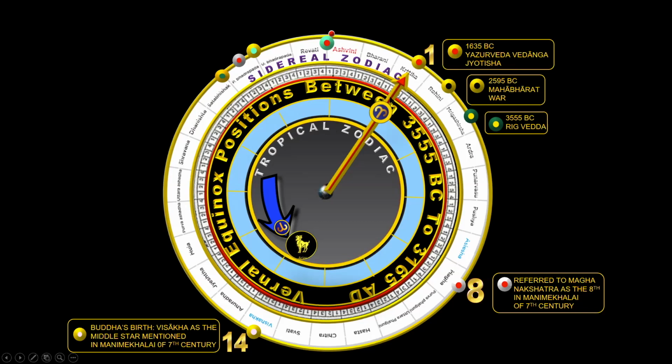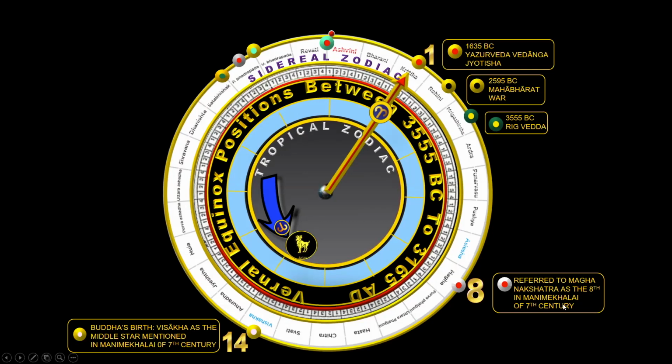equinox. And at that time, there is a reference in Manimekhalai of Tamil literature of the 7th century, wherein it is mentioned that Magha is the 8th star. Magha could be the 8th star only when Kritika was the first star. Oh, that's a nice point. So in Manimekhalai, it is mentioned clearly that Magha was the 8th nakshatra. So only starting from Kritika as the first, Magha could be the 8th.